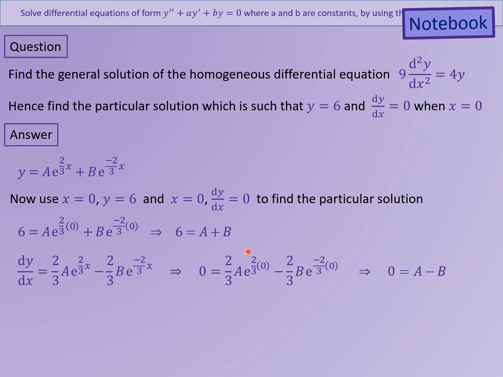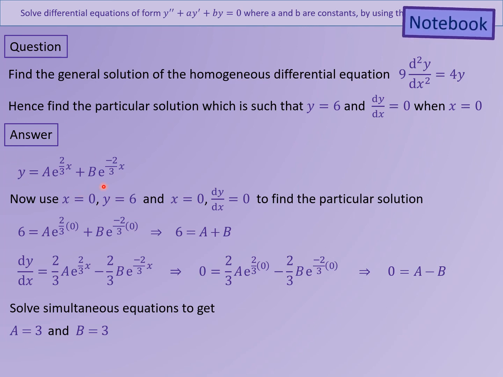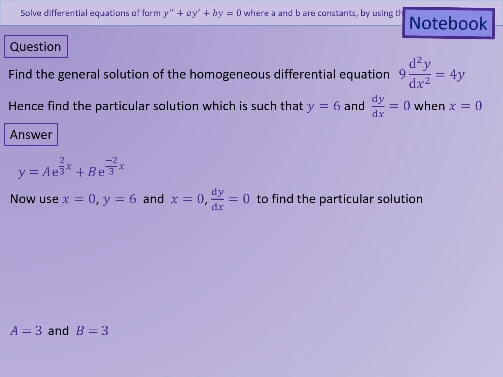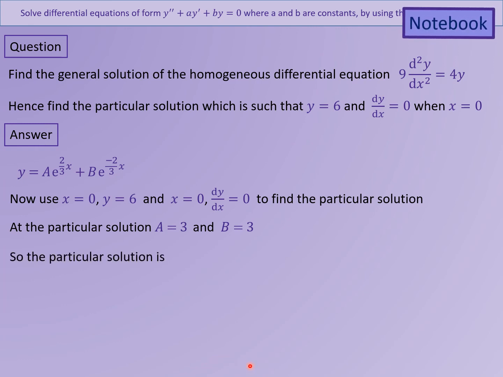Now I've got these two equations and you can solve them simultaneously. You can just add them together to get your a value, and take one away from the other to get your b value. And so I get a equals 3 and b equals 3. That's my two solutions. So now I've got a particular solution to this differential equation, when those two equal 3. So therefore it is that.